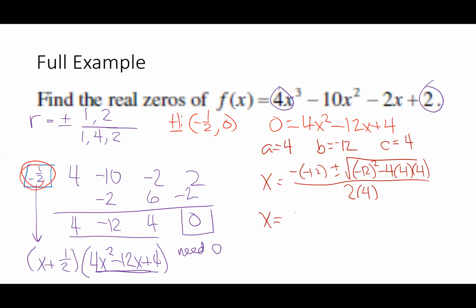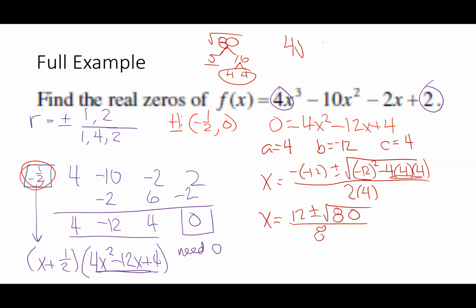So now I get 12 plus or minus the square root. What I end up with is 144 minus 64. In terms of the number crunching, I'm going to leave that to you to do on your own. So I get the square root of 80 over 8. Now, square root of 80, let's simplify this. I break down the square root of 80 into 5 and 16. 16 breaks down to 4 and 4, so I can just go ahead and put a 4 out front. The 5 is left over.